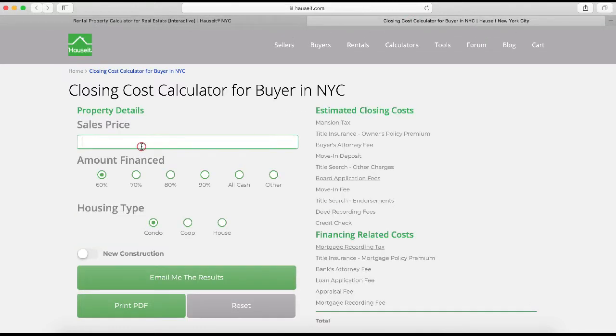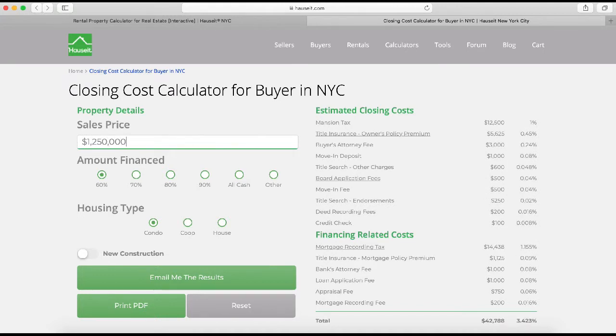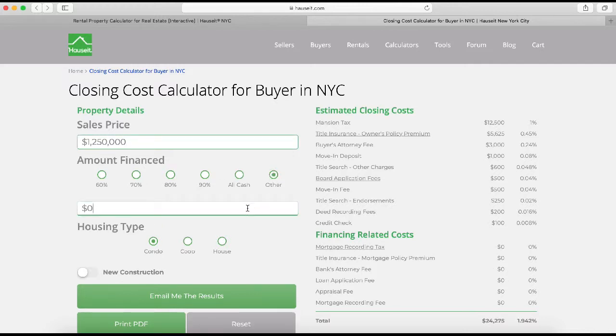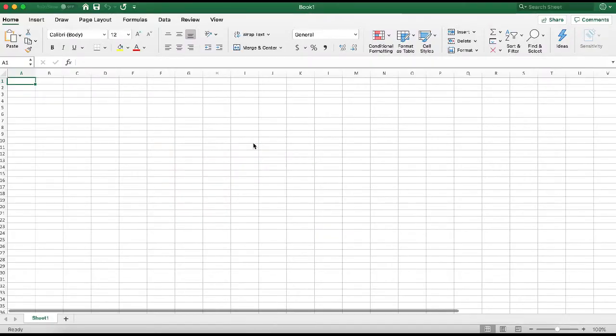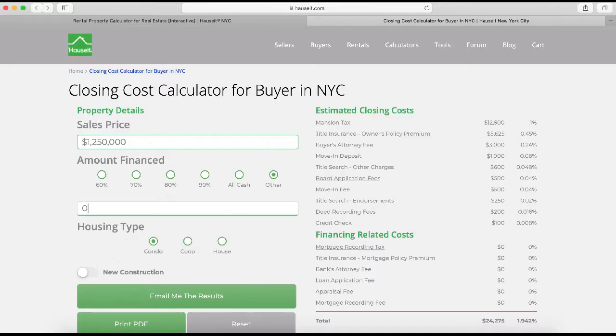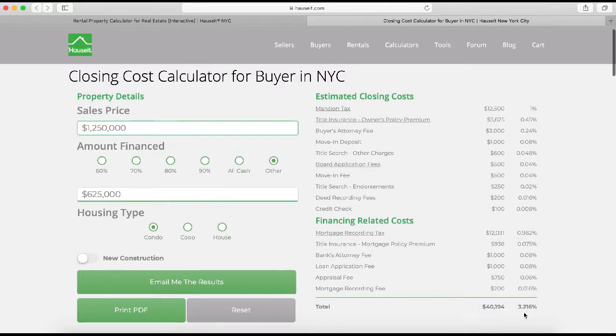Let's assume, again, we have a sale price of $1.25 million. And let's say we are financing 50%. So in that case, we'd need to get 50% of 1,250,000, which is 625,000. We'll choose condo here, and as you can see here, the total closing costs are about 40K.